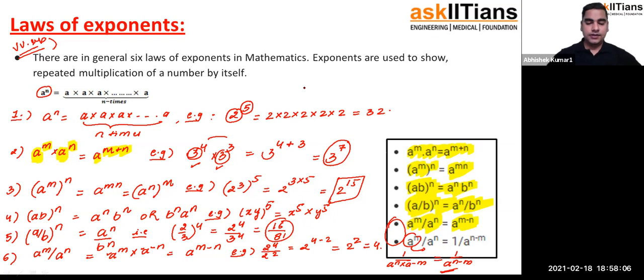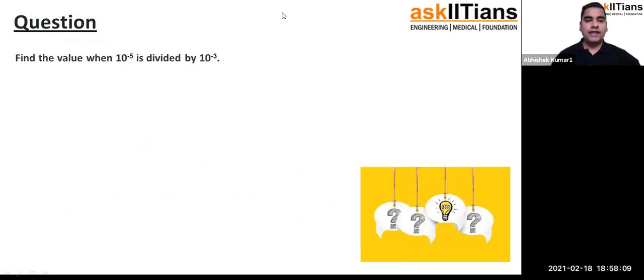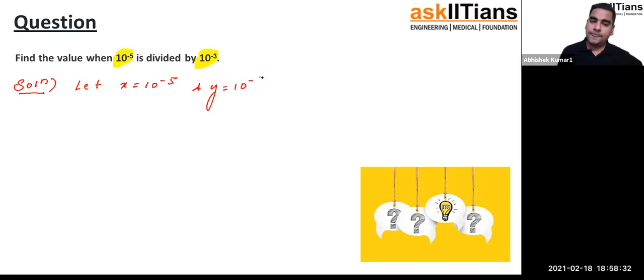All right, done. Okay. So here we have the application. It says we have to find the value when 10 raised to the power minus 5 is divided by 10 raised to the power minus 3. So it's very easy, right? Let's call one of the values x. So let x be 10 raised to the power minus 5 and y be 10 raised to the power minus 3. Then I have to calculate the answer when x is divided by y.